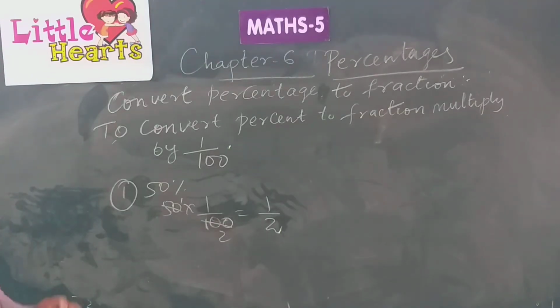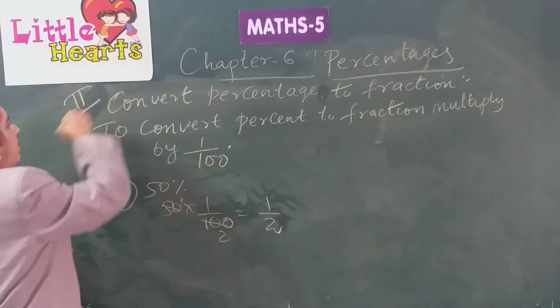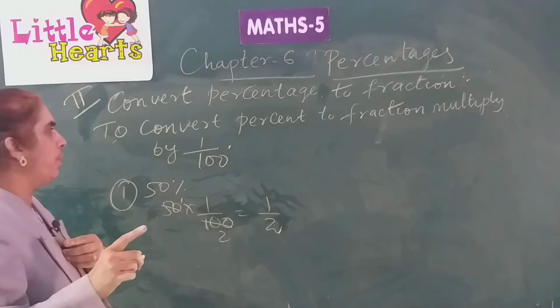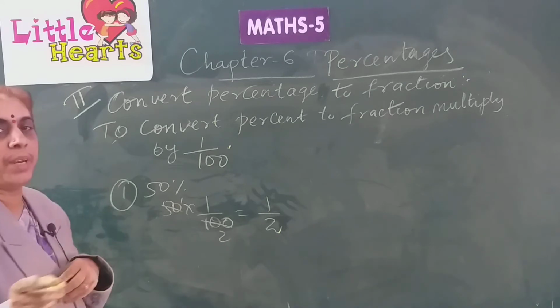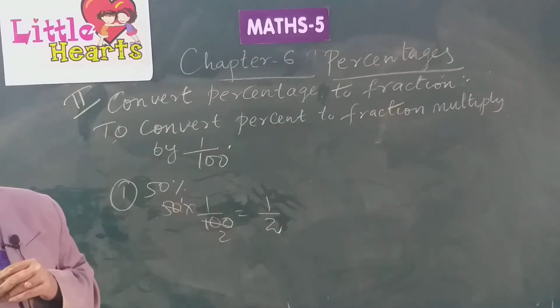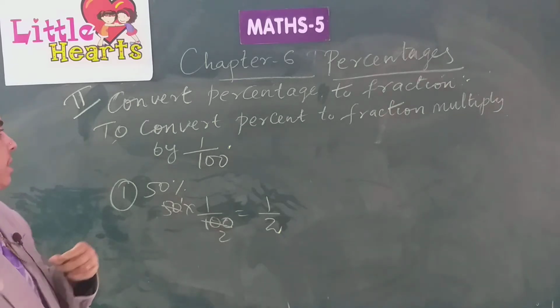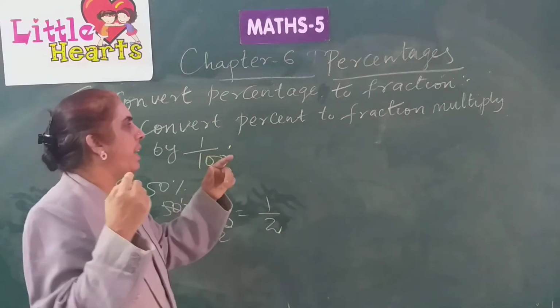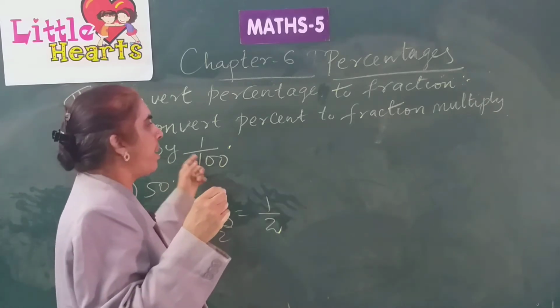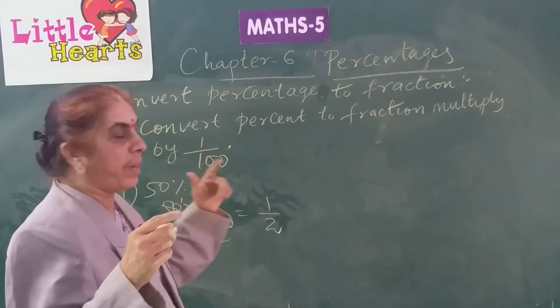Yes, children, this is the second model, conversion of a percent to a fraction. When a percent is given, you need to convert it into a fraction. Previously, we converted a fraction into a percent by multiplying by 100 and cancelling. Now, to convert a percent to a fraction, multiply by 1 by 100. Just multiply by 1 by 100.